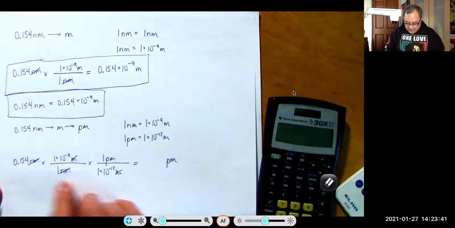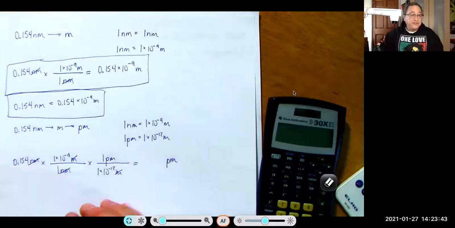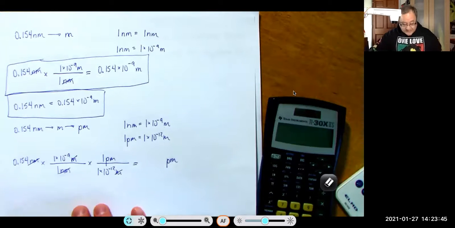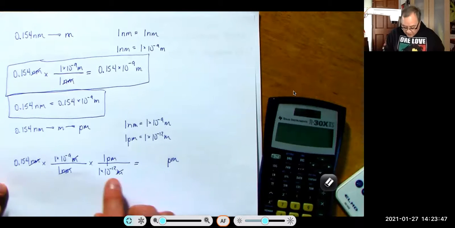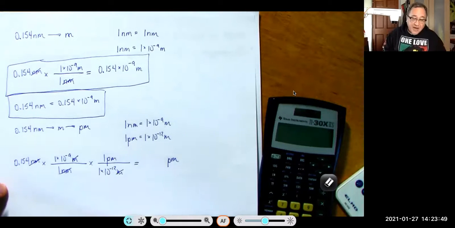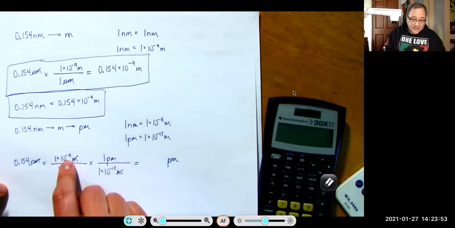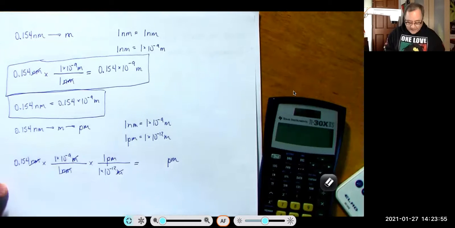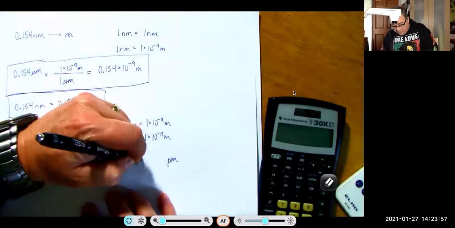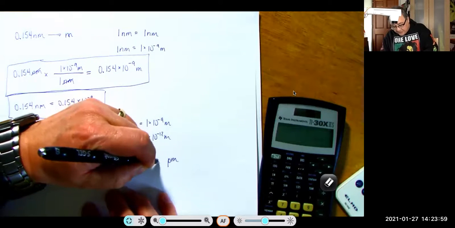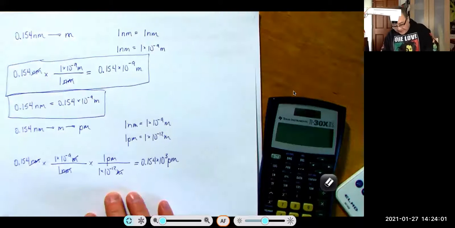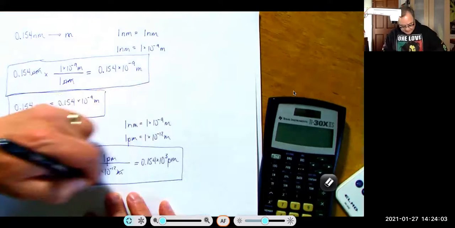And now it's a simple matter of just dealing with the exponents. And the way I deal with it is 10 to the minus 12, when I put it on top, becomes 10 to the positive 12. 10 to the positive 12 times 10 to the minus 9 is 10 to the positive 3. And so we get 0.154 times 10 to the 3 picometers. And this is a perfectly fine answer.